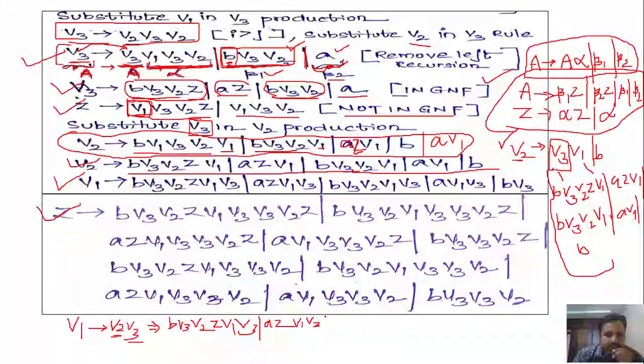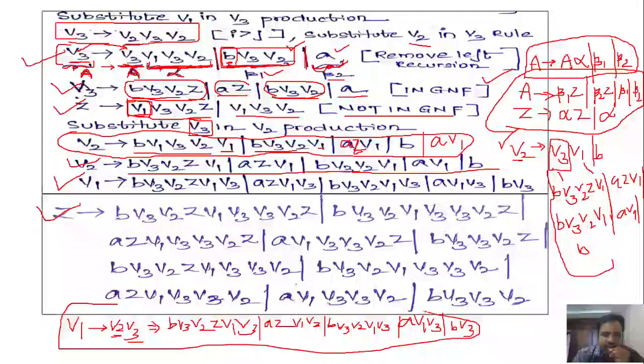Next, what is the next? B V3 V2 V1. You have to substitute in place of V2 in the V1 rule. So B V3 V2 V1, and this V3 will remain the same. Next, A V1 will get A V1 V3. And next we will get B V3.